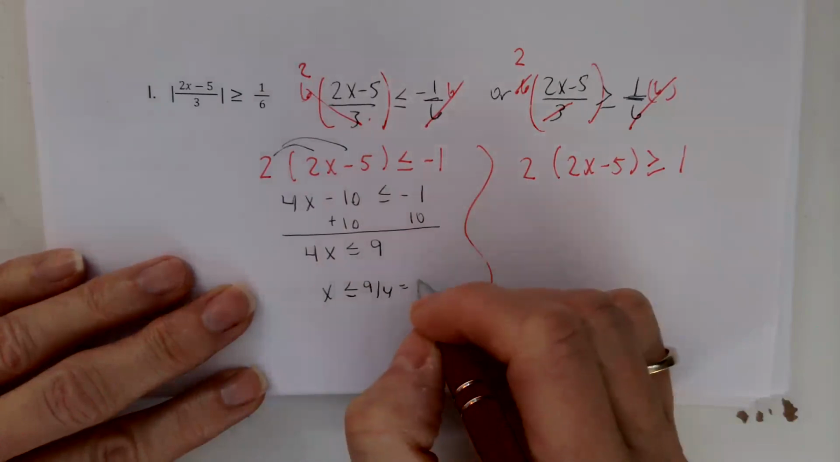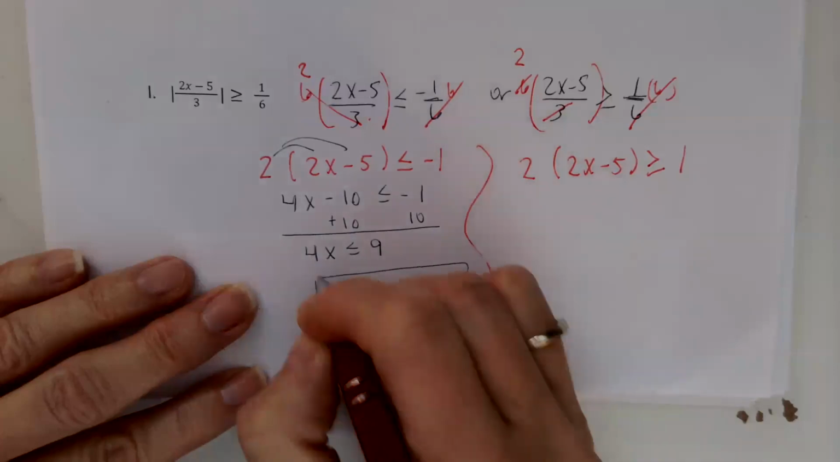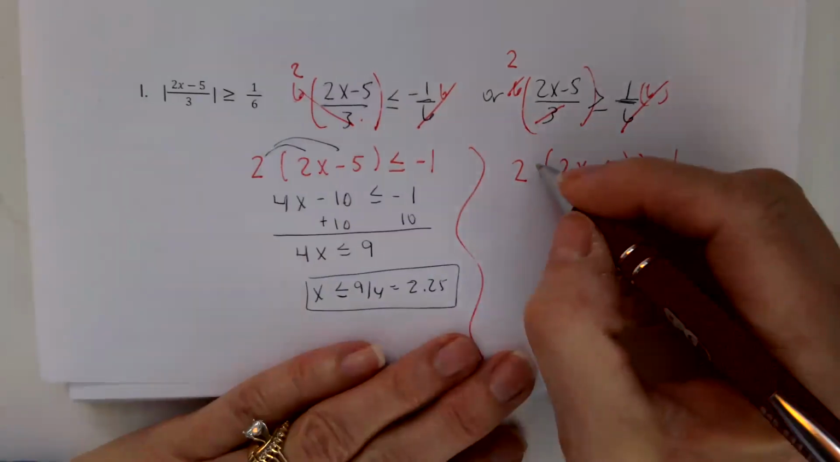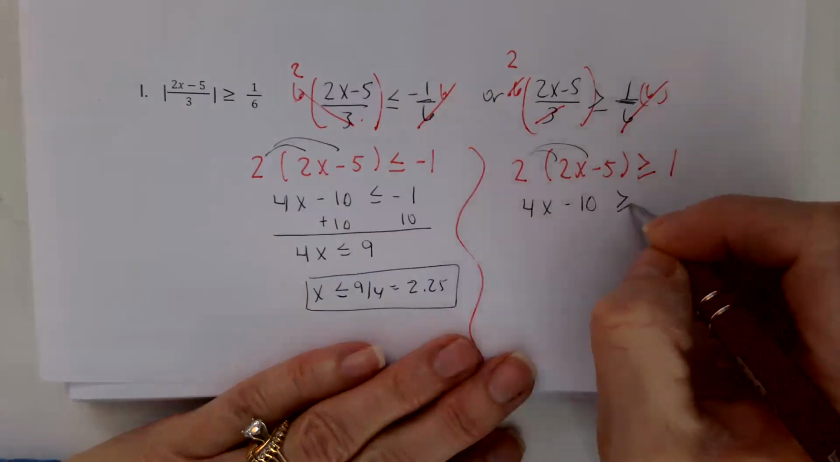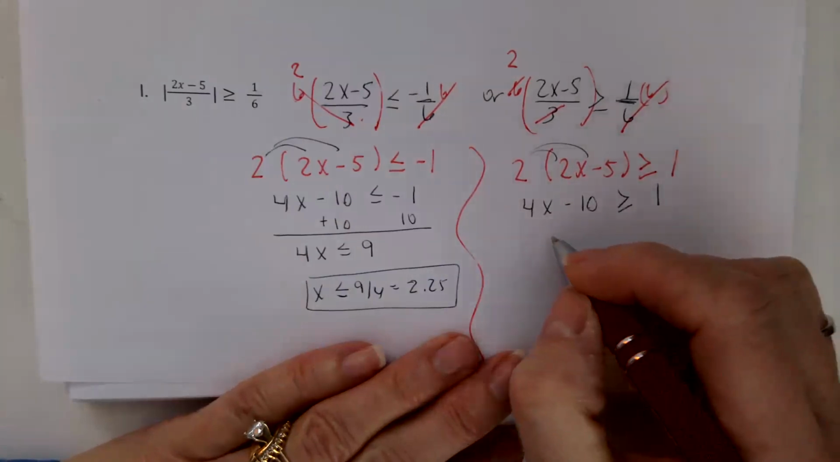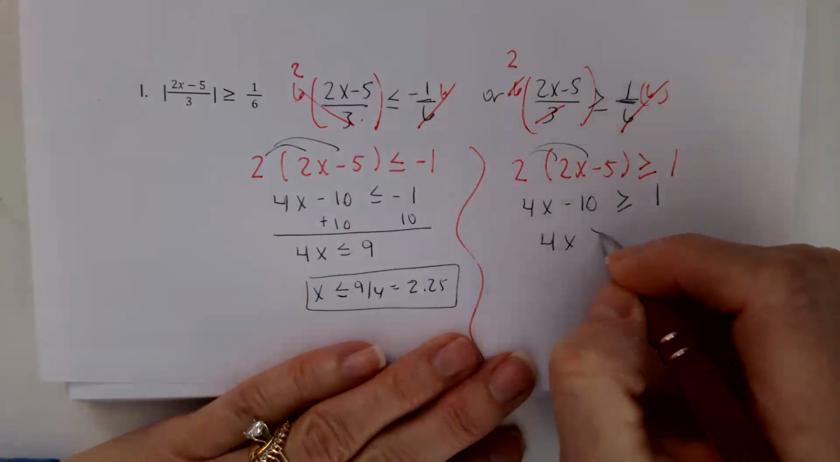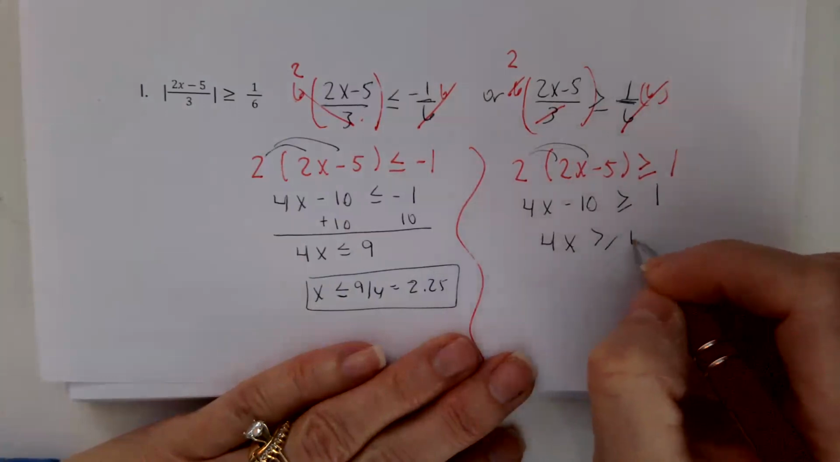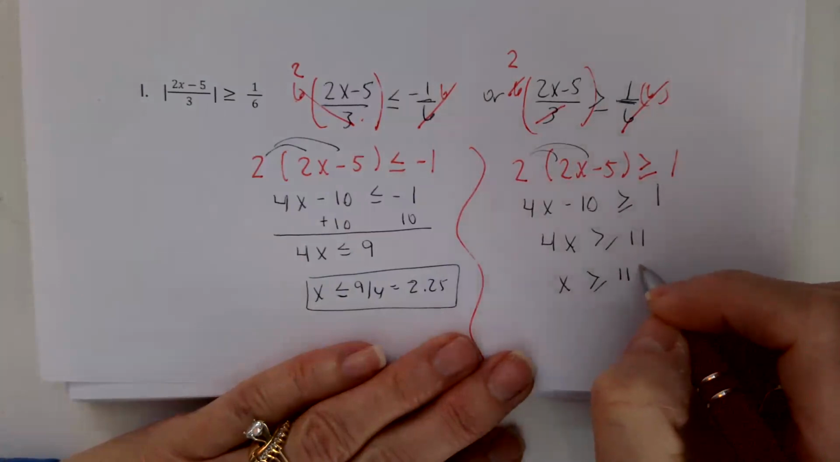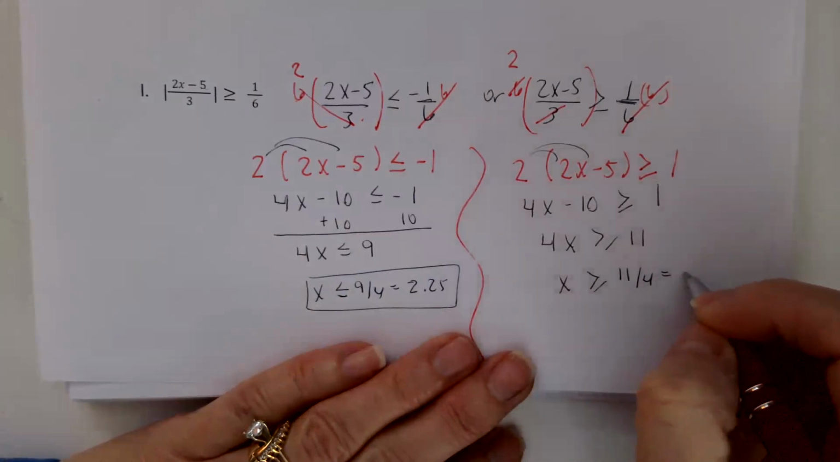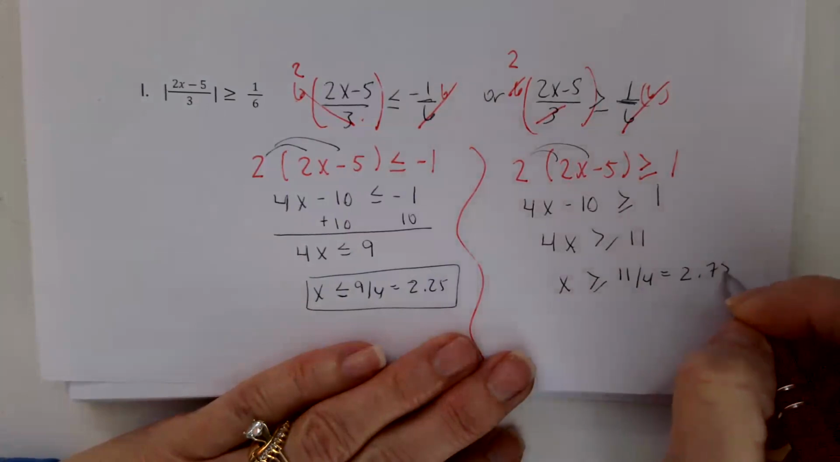And that is 2.25 in decimal form. Then over here, when I distribute, I have 4x minus 10 is greater than or equal to a positive 1. So when we add 10, we get 4x is greater than or equal to 11. And divide by 4, we get x is greater than or equal to 11/4, which is 2.75.